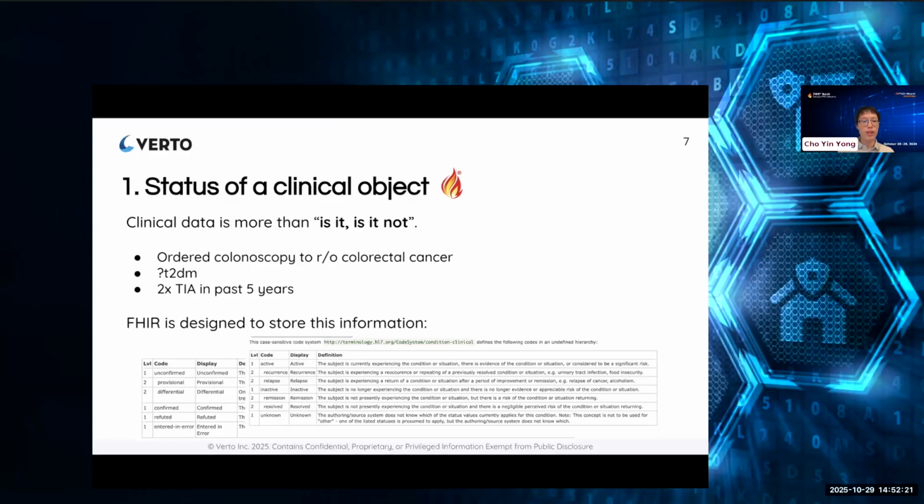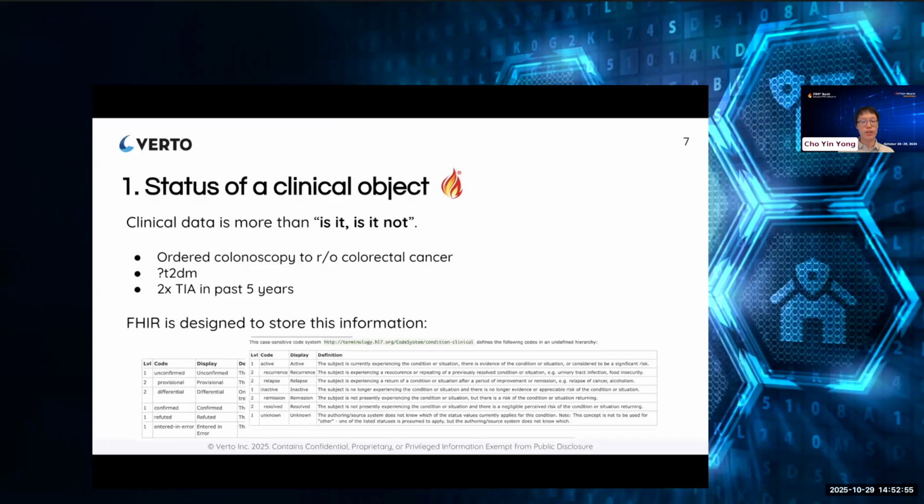And so here are three examples. The first one is: the clinician has ordered colonoscopy to rule out colorectal cancer. Colorectal cancer is not something that the patient has right now, but it's a layer on top of that. It is a differential, unconfirmed diagnosis. The clinician is trying to rule out whether or not this patient has colorectal cancer.